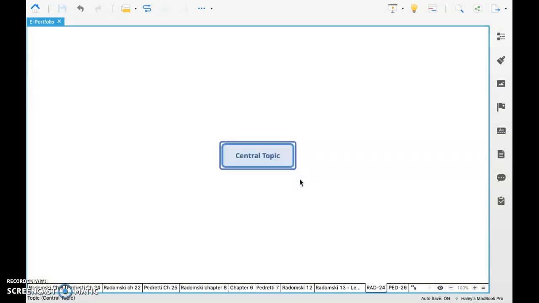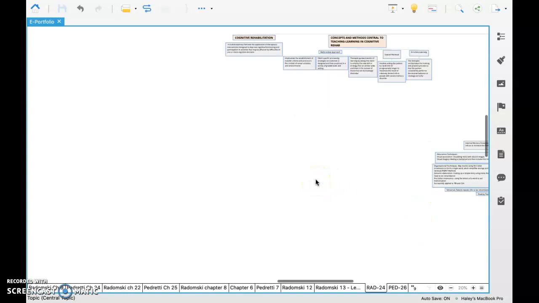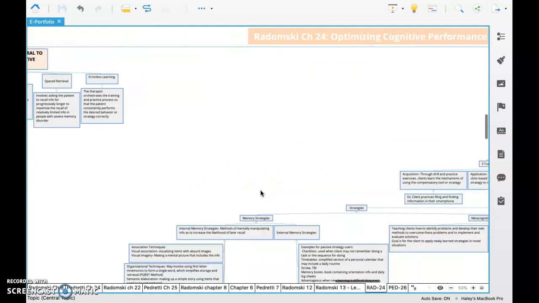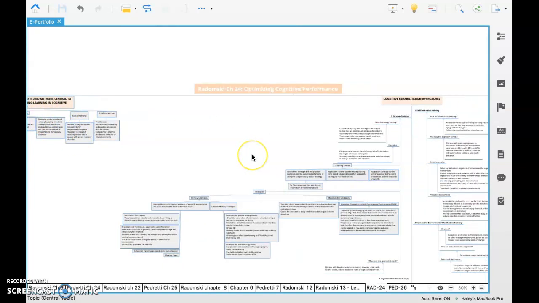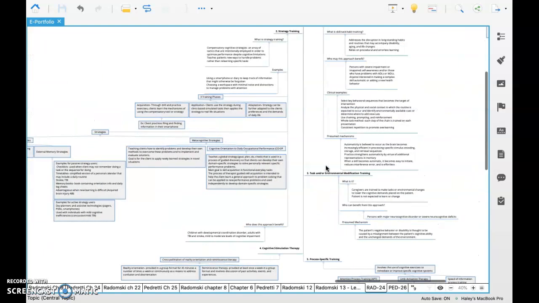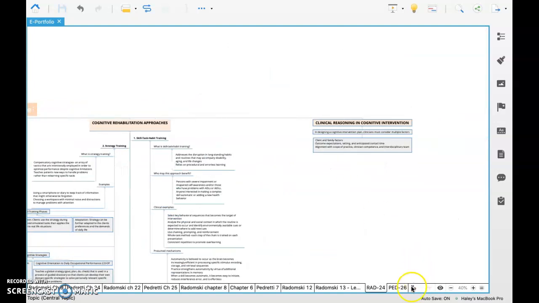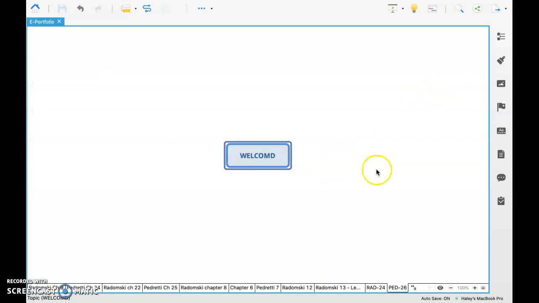Chapter 24. This one I have to zoom out kind of a lot. It's over here. This one I really liked that the headings were different colors and broken down. It was just really organized, and I really liked going through it for that reason.